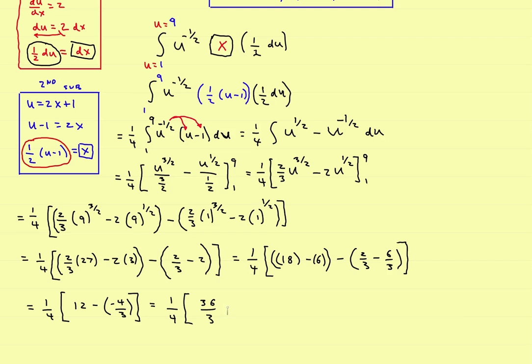And then 2 negatives make a positive, plus 4/3. Which gets you to 1/4 of, add those together and you'll get 40/3. And then finally, the 4 goes into the 40 and leaves you with 10/3 for a final answer.